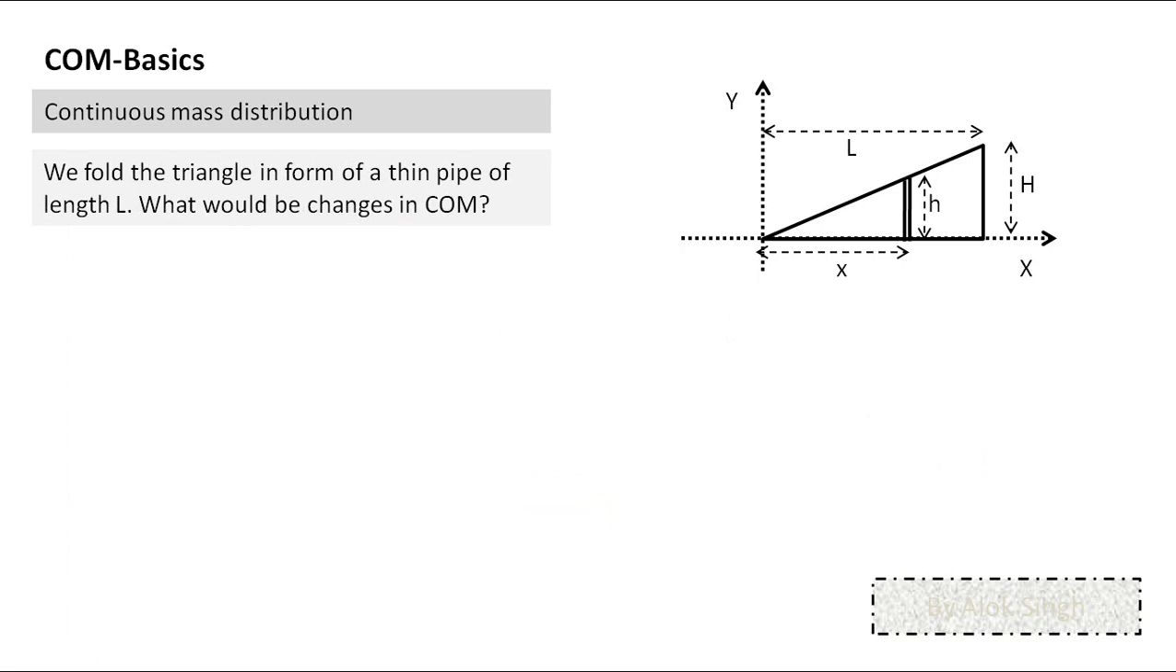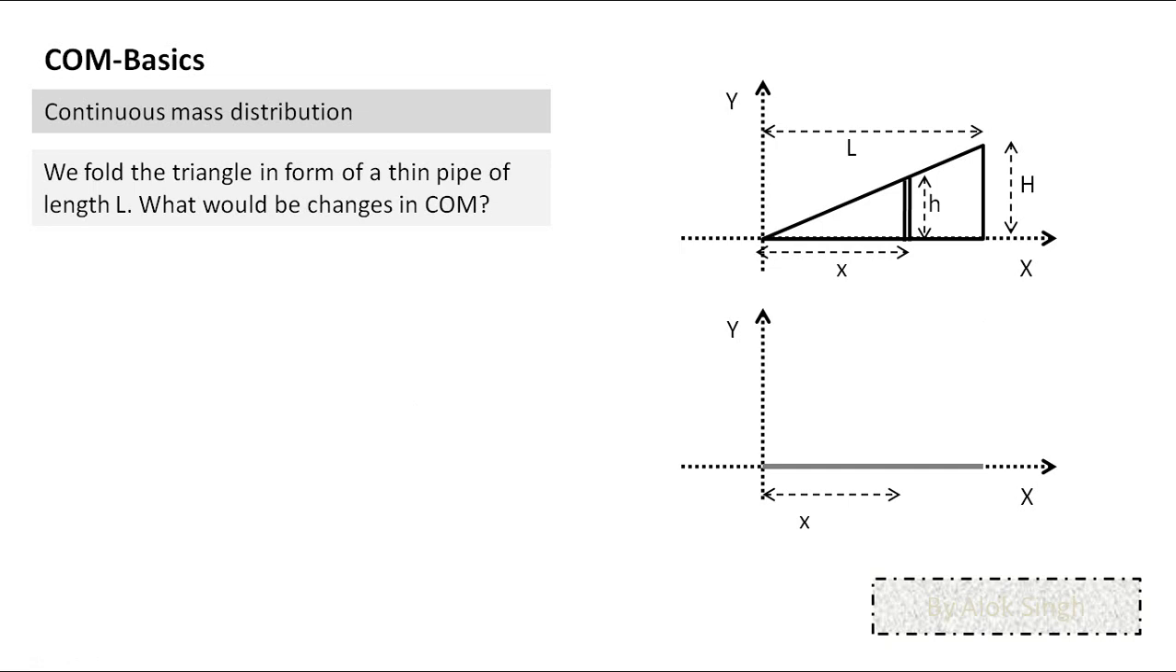Just imagine this is a sheet of metal, and the way we can roll a piece of paper in form of a cylindrical shape or in form of a thin pipe. So we fold the triangle in form of a thin pipe of length L. This triangle has been folded in form of a thin pipe, and the length is the same as this length L. What will be the change in center of mass?